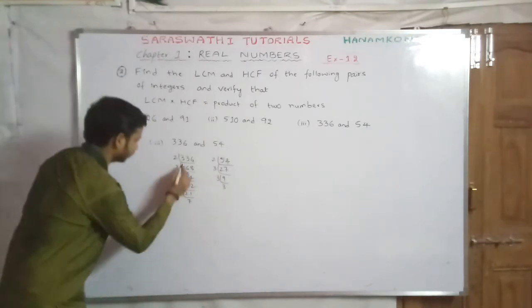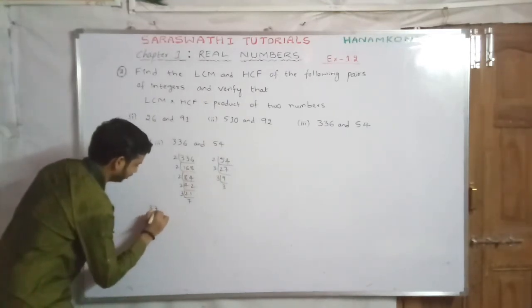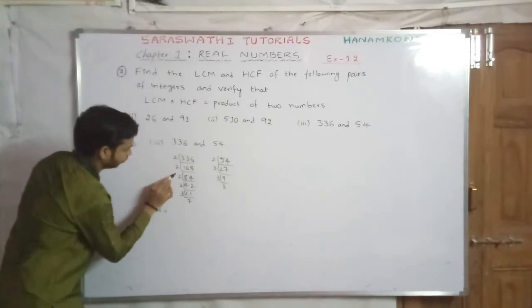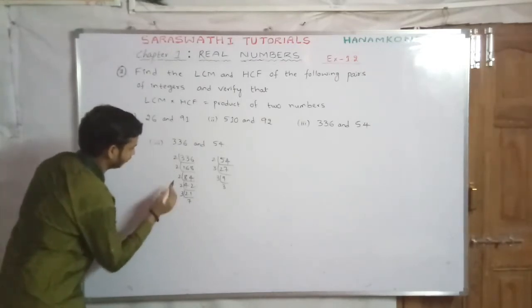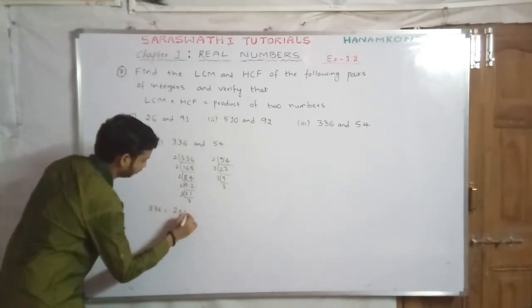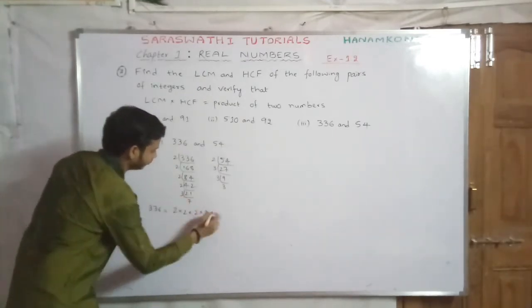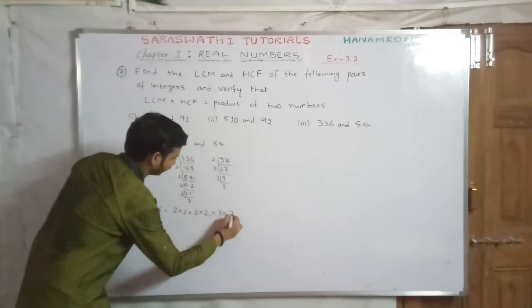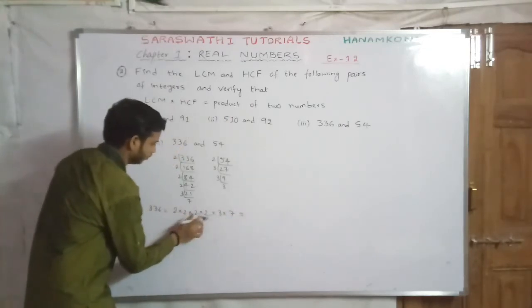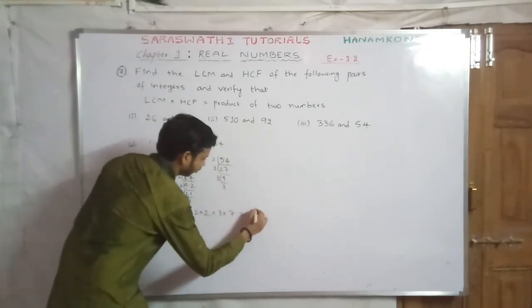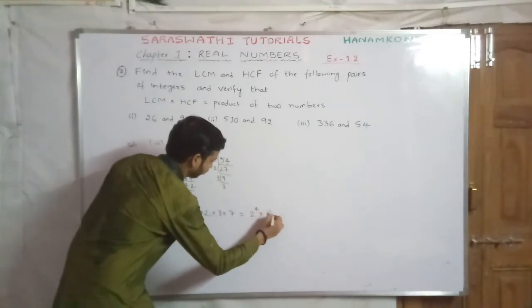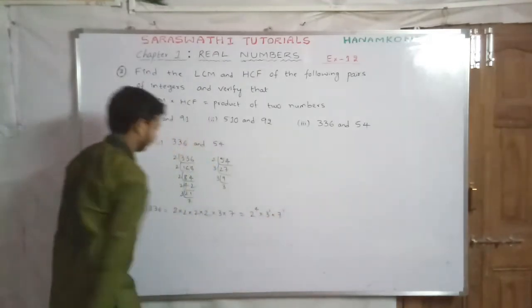Now 336 can be written as 2 into 2 into 2 into 2 into 3 into 7. So 2 appears 4 times, into 3 into 7. That means we can write 2 power 4 into 3 power 1 into 7 power 1.